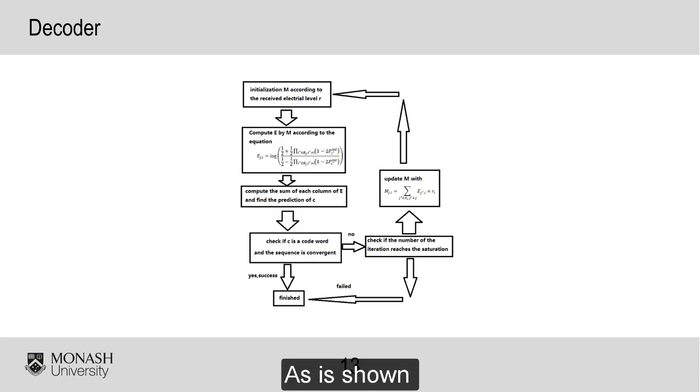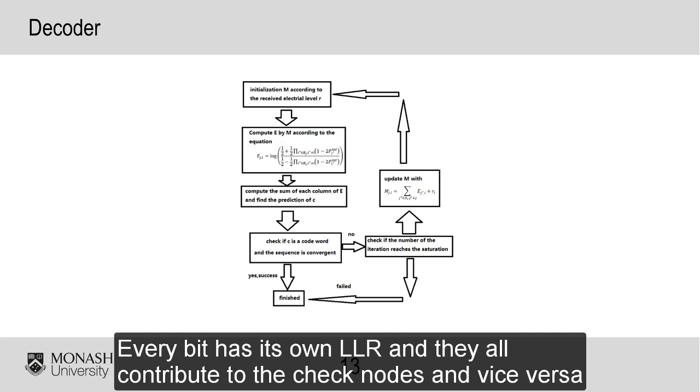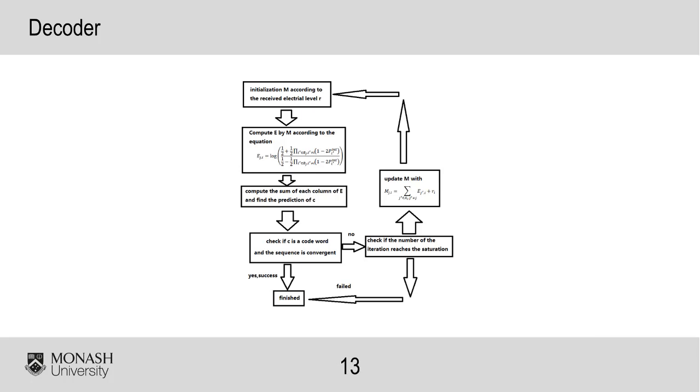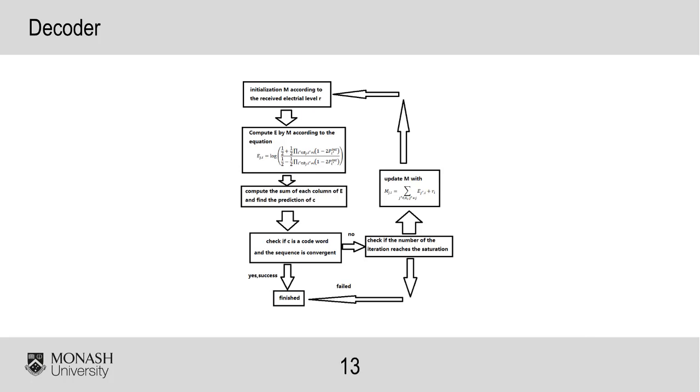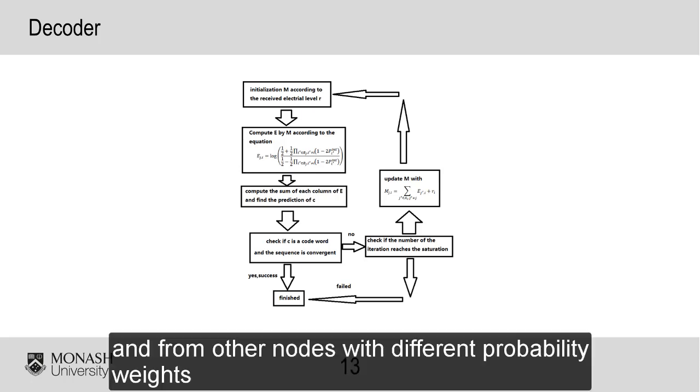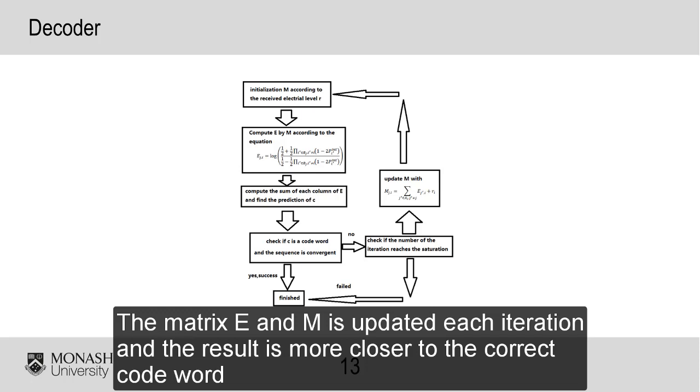As is shown, every bit has its own log likelihood ratio, and they all contribute to the check nodes and vice versa. The overall log likelihood ratio of each bit is the result of addition of its own log likelihood ratio and those from other nodes with different probability weights. The matrices E and M are updated each iteration, and the result gets closer to the corrected code word.